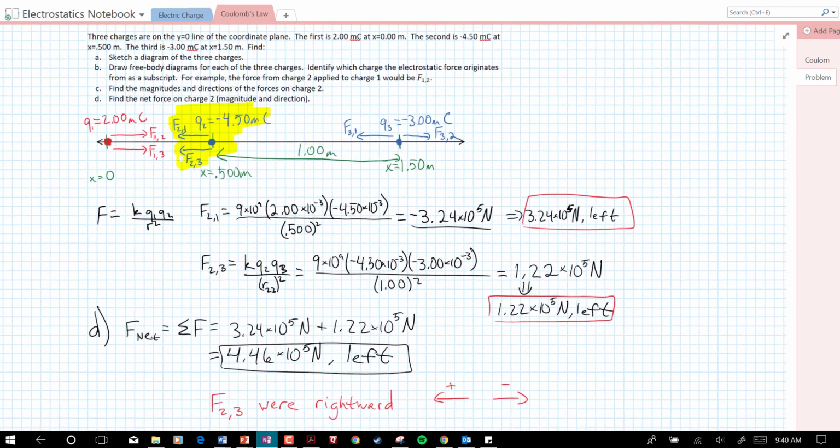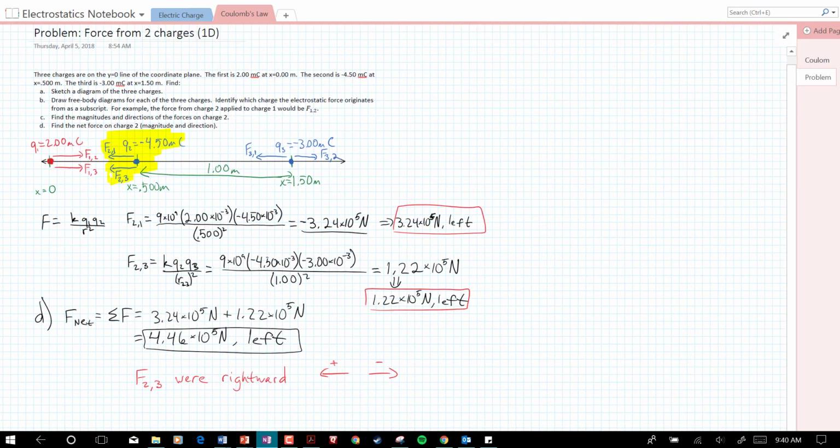Well, I hope that's helpful. That's the electric force from two charges along a line.